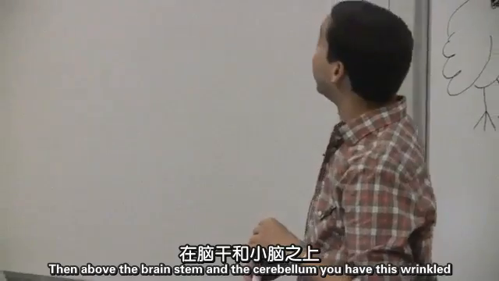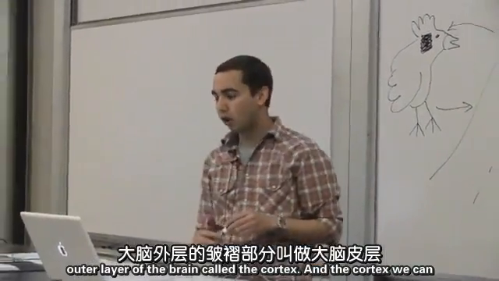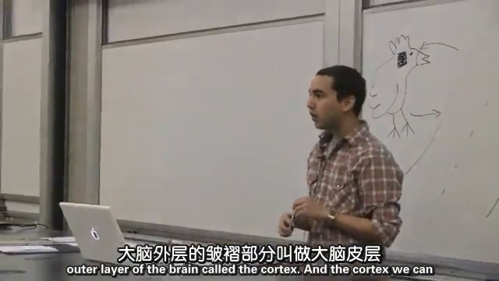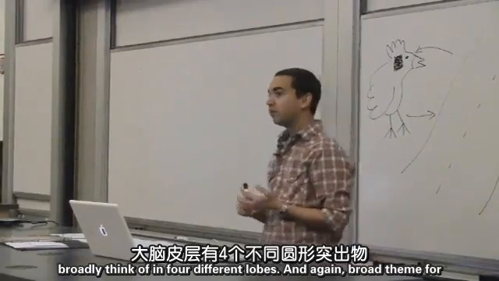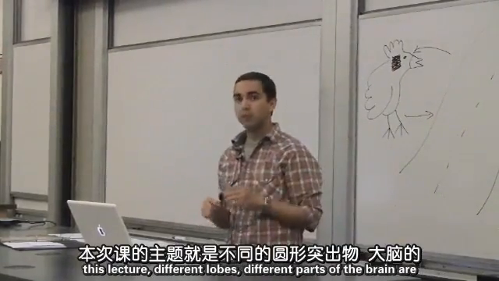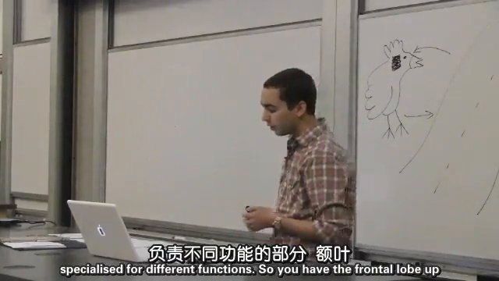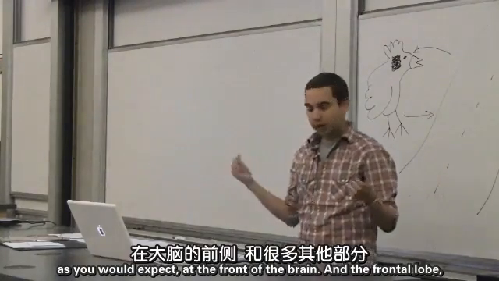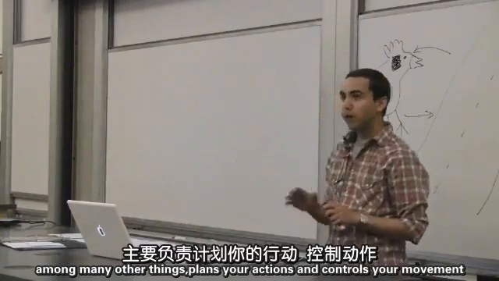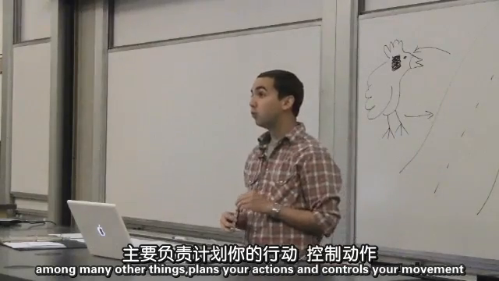Then above the brainstem and the cerebellum, you have this wrinkled outer layer of the brain called the cortex. And the cortex we can broadly think of in 4 different lobes. And again, broad theme for this lecture, different lobes, different parts of the brain are specialized for different functions. So you have the frontal lobe up, as you would expect, at the front of the brain. And the frontal lobe, among many other things, plans your actions and controls your movement.